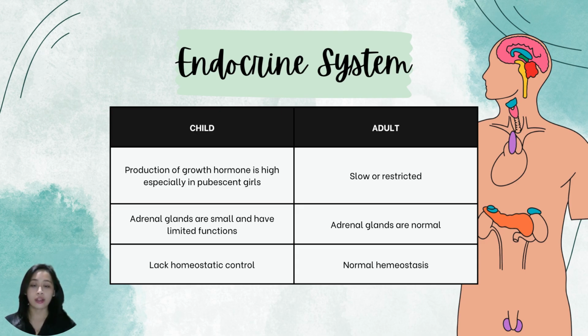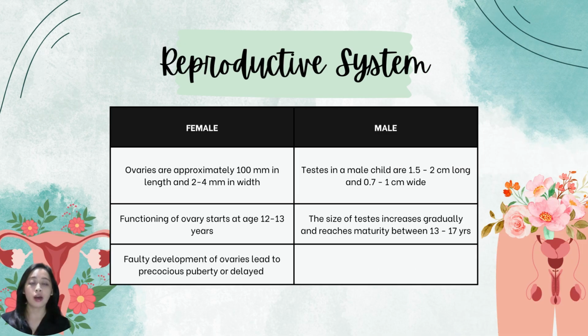And in a child, they lack homeostasis control, while in an adult, their homeostasis is normal. In the reproductive system, I'm only going to talk about the female and male child, because we all know how the female and male adults' reproductive system work.